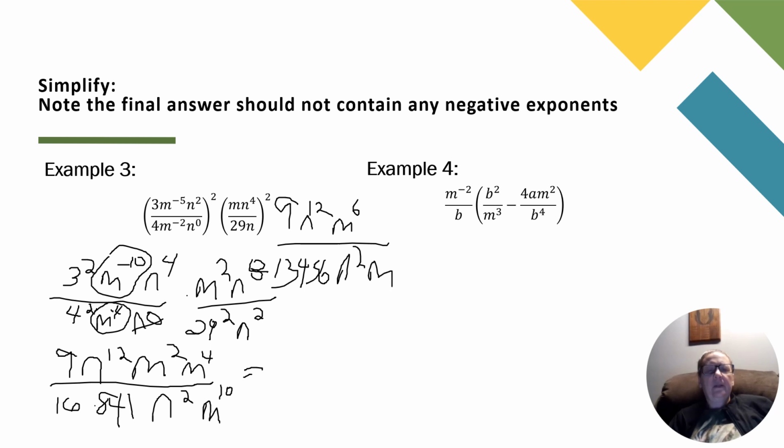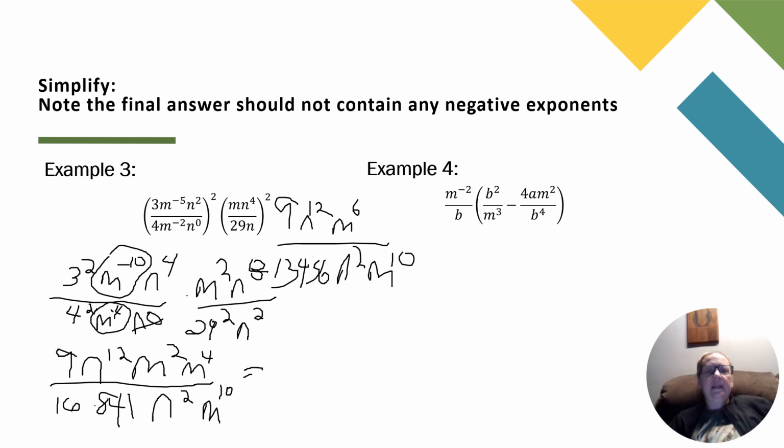Now, with quotients, you subtract the exponents, but what I like to do so I don't end up with negative exponents is I subtract them and leave the answer where there was more. So in the n's case, there's more in the numerator, so the subtraction is going to end up on the numerator. In the m's case, there's more in the denominator, so the subtraction is going to end up in the denominator. I'm going to see if 9 over 13,456 can simplify.